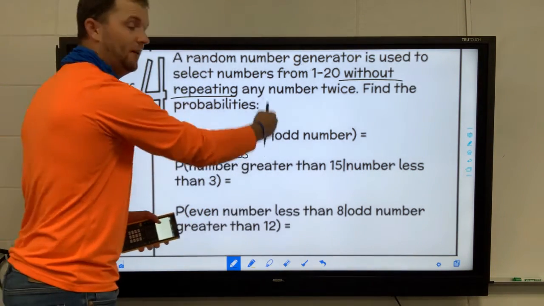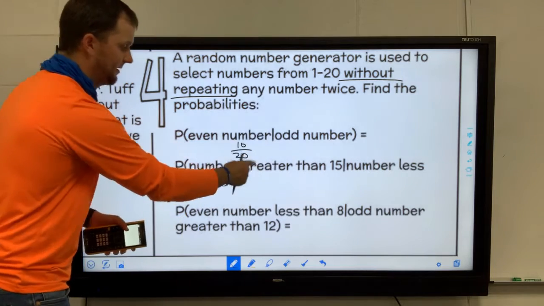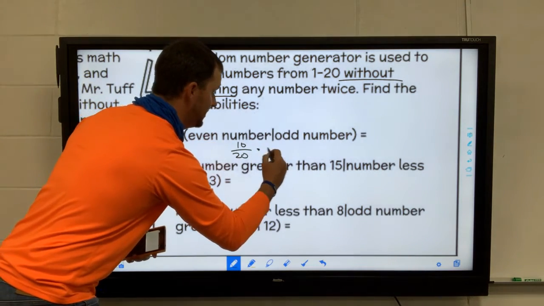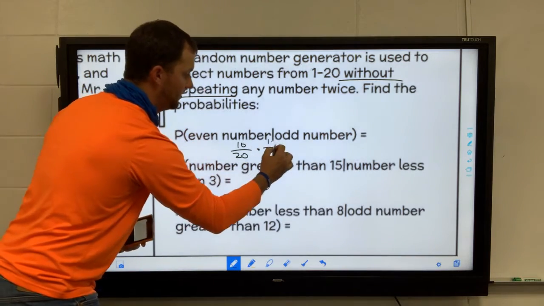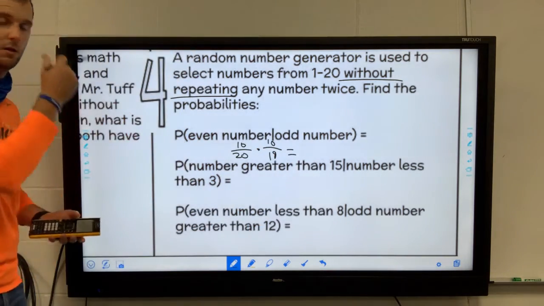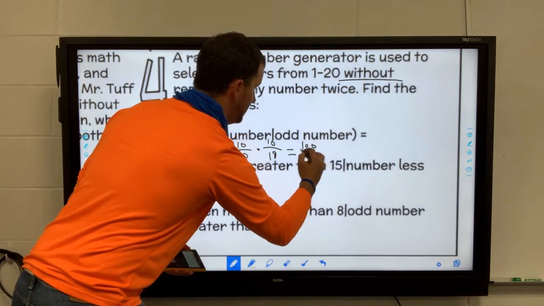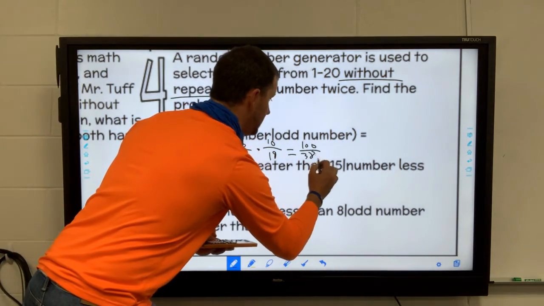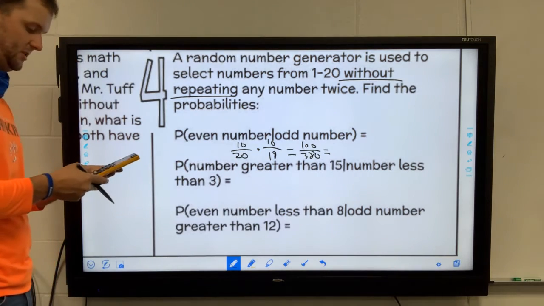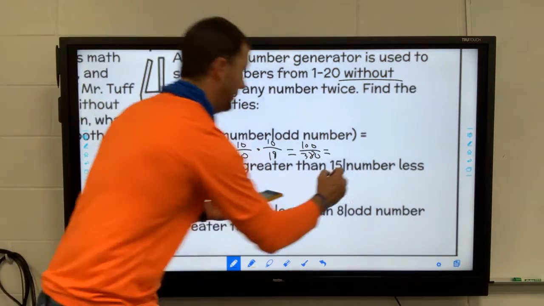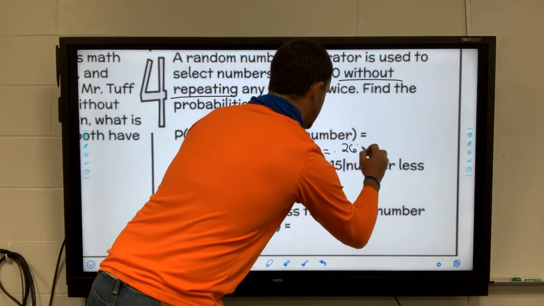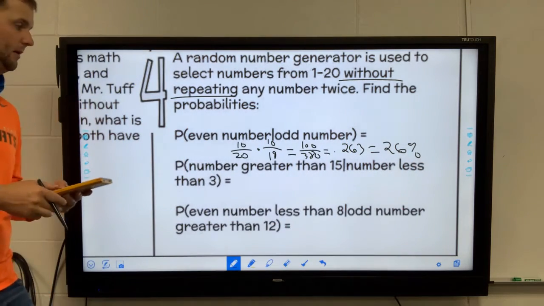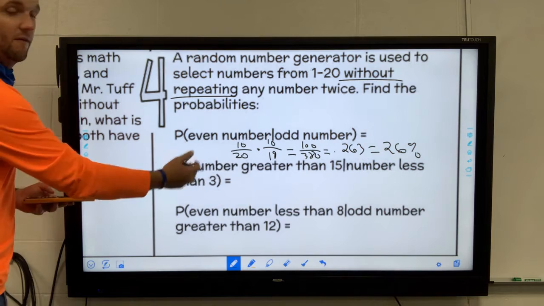So remember, this means given, it's already gonna happen. So that means I'm gonna take out that even number, okay? So that means there's only gonna be 19 numbers left. And then to get an odd number, there's actually 10 odd numbers as well. So that means 10 times 10 is gonna give me 100, okay? And then 20 times 19 is gonna give me 380. And then if I do 100 divided by 380 as a decimal, that's gonna give me a 0.263 chance, which is gonna round to about a 26% chance of that happening on the number generator, okay? So let's move on to the next one.